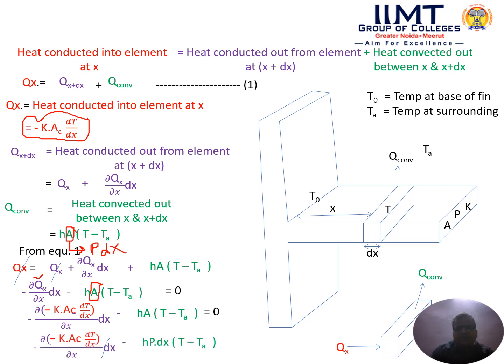Here this A is equal to P into dx, where P is the perimeter and dx is the thickness of that element, into T minus T infinite. This dx and dx will be cancelled. Then by simplifying this equation, we get d square T upon dx square minus hP upon kAc (T minus Ta) is equal to 0.